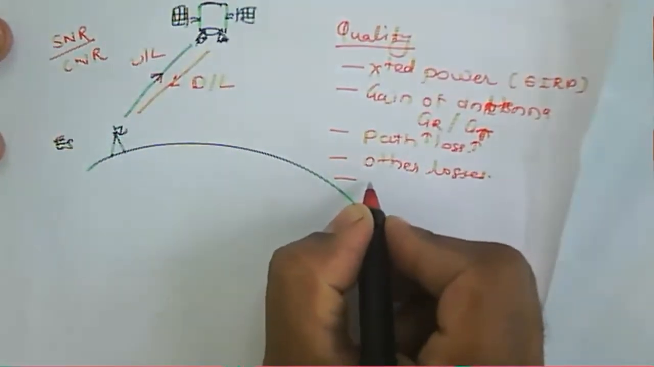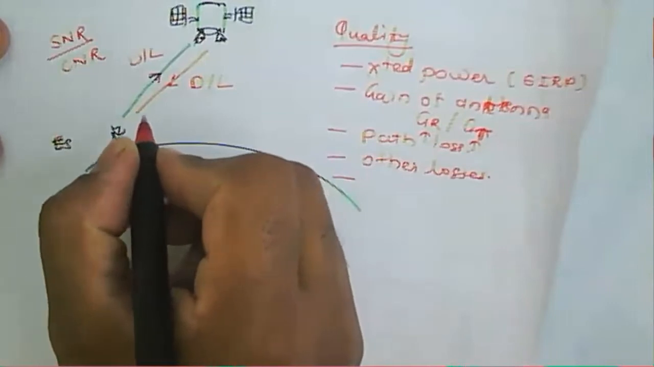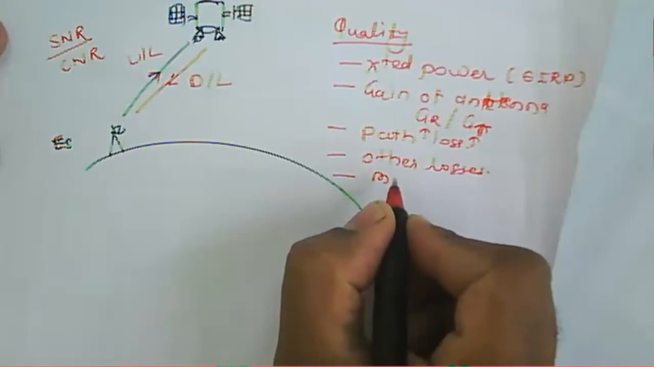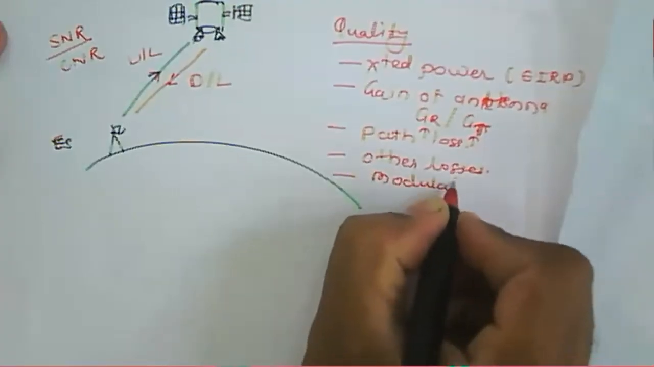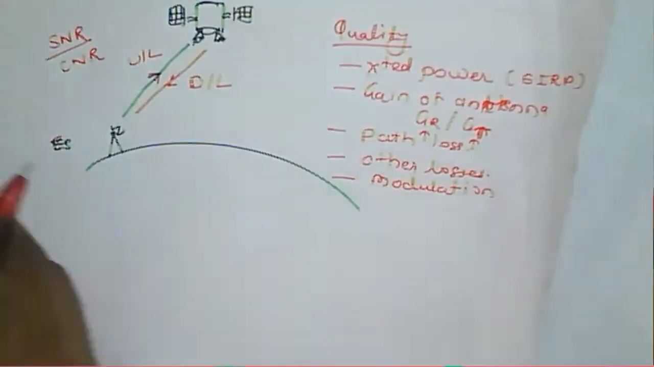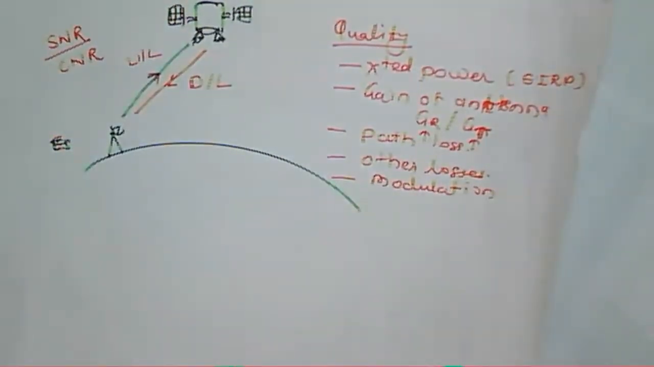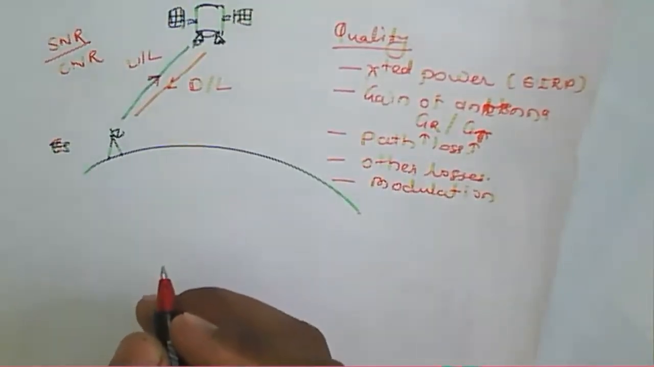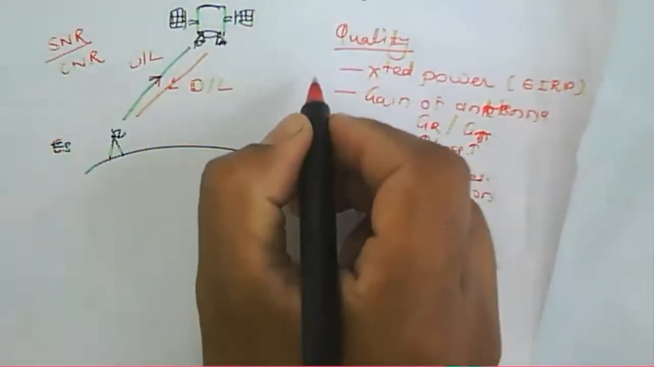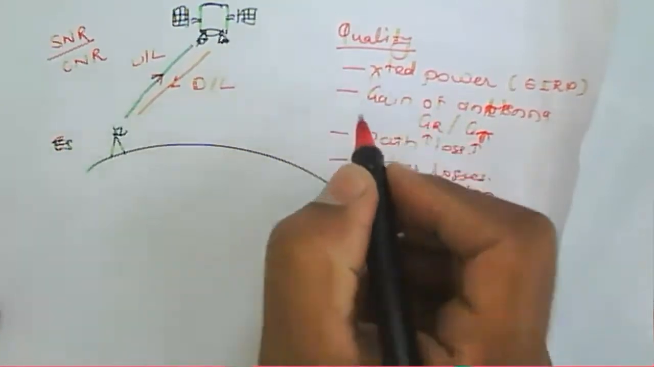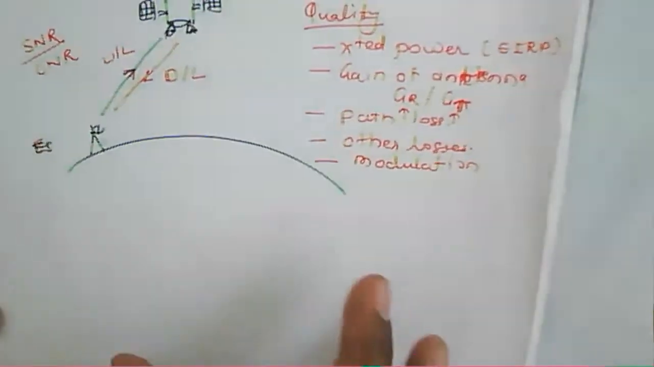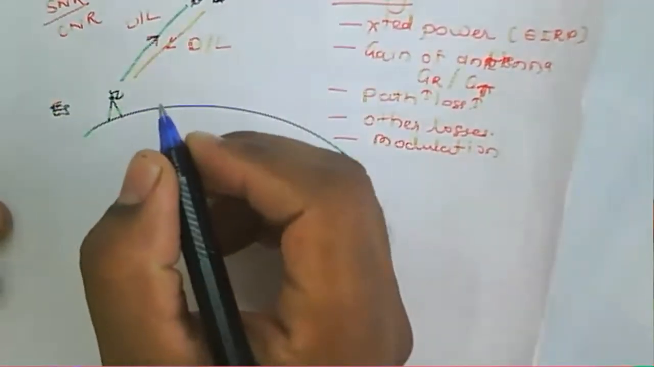And then, when data is transmitted from the earth station, what scheme of modulation is used so that we can occupy a large number of channels, or so that the capacity or bandwidth is increased here. So these are the factors we should know regarding the quality of the signal in the uplink or downlink. That is about signal quality.